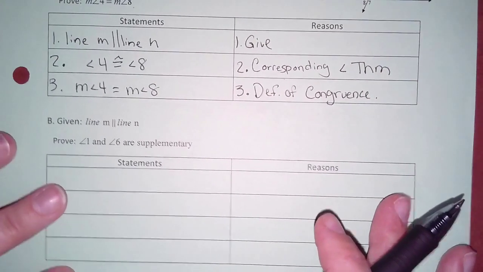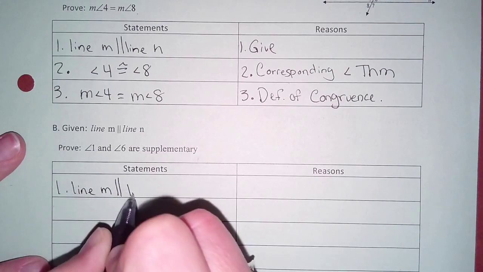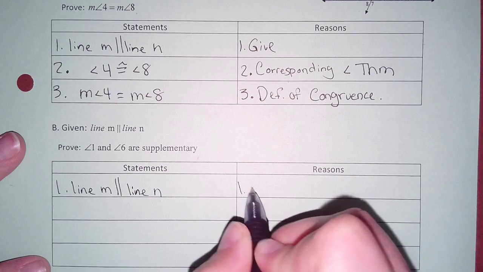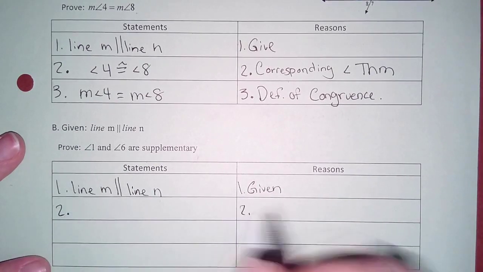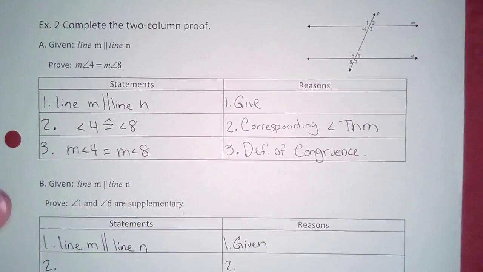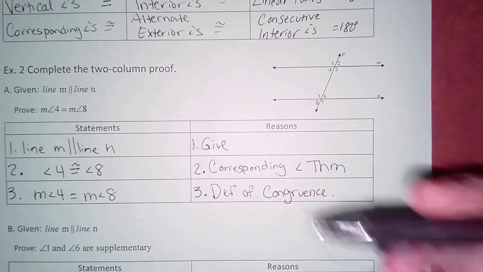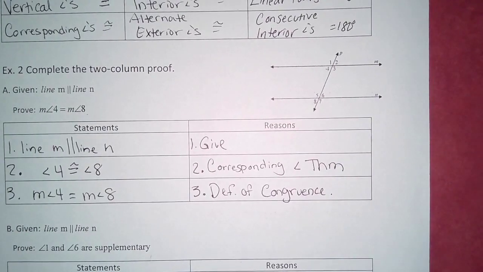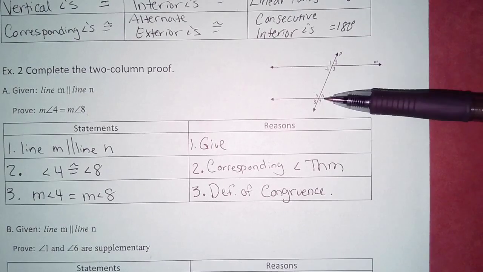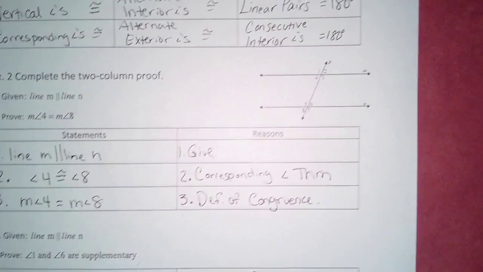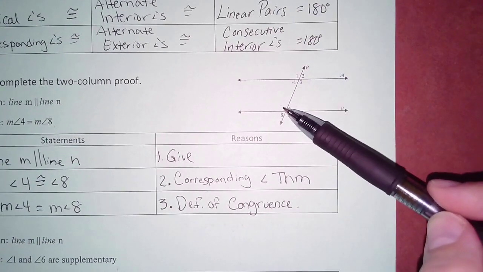Next one, write down the given. Line M is parallel to line N. Given. Step 2. Well, let's look at our picture first. So our picture, we're trying to prove that 1 and 6 are supplementary. All the given said was these 2 lines are parallel. So 1 and 6 are supplementary. So 1's here, 6 is here. I don't have a direct relationship there. However, I do have a relationship between 1 and 5.